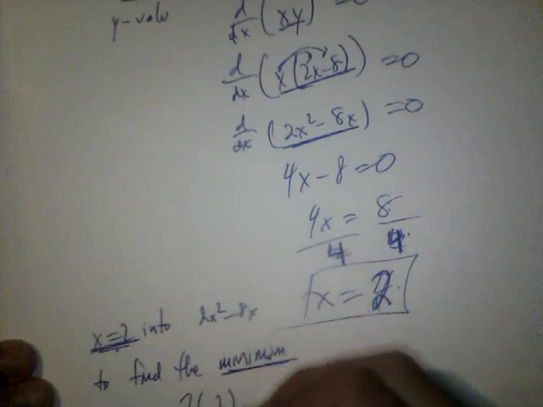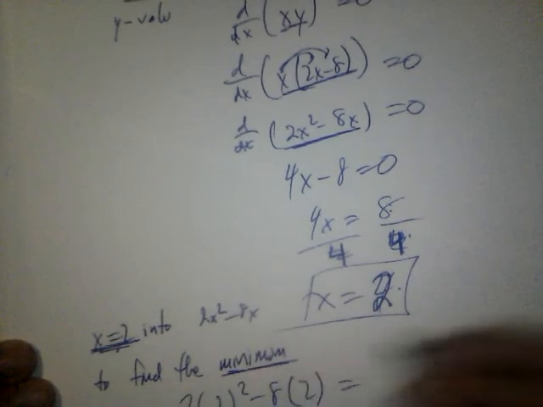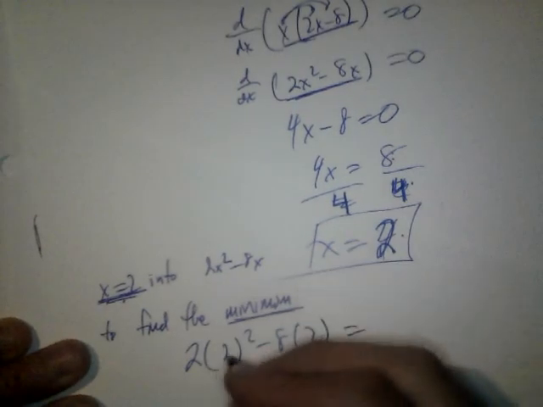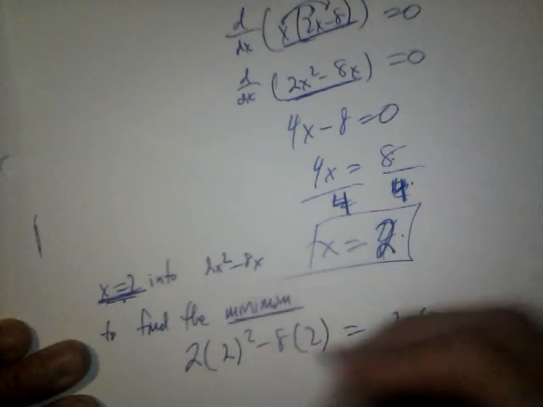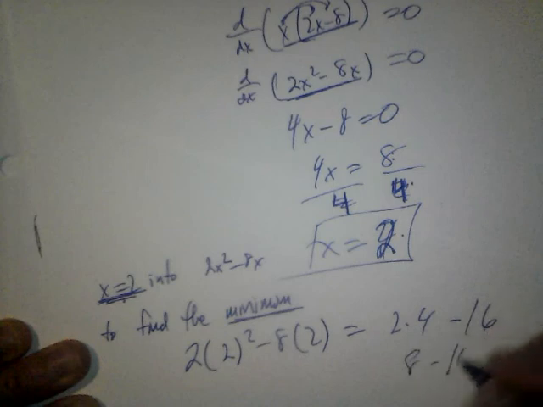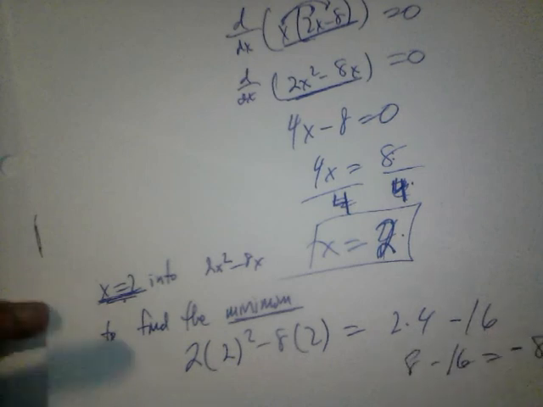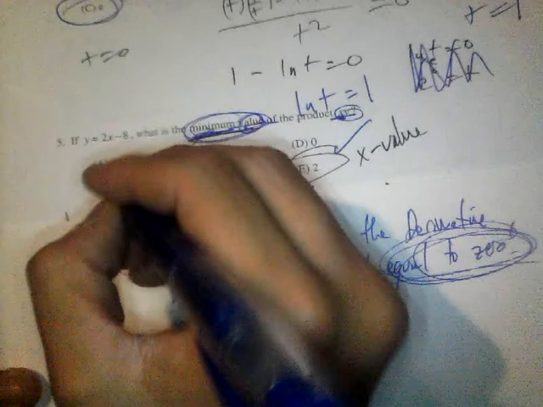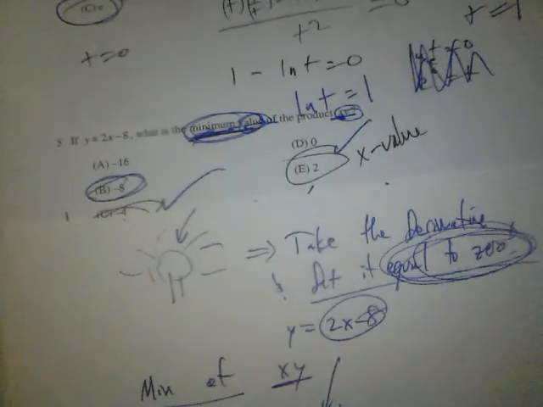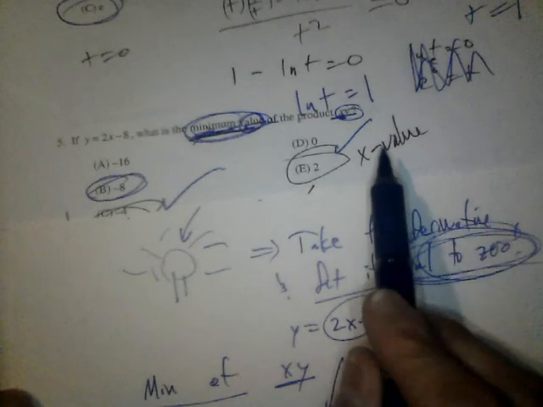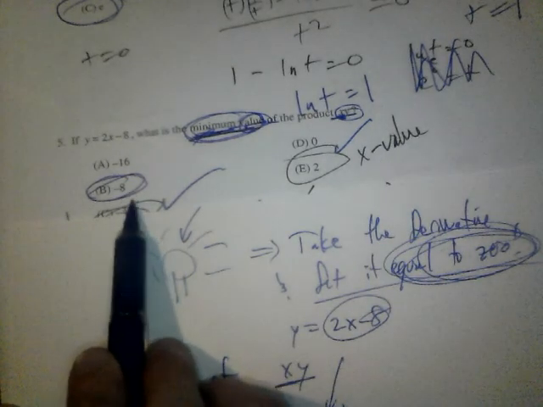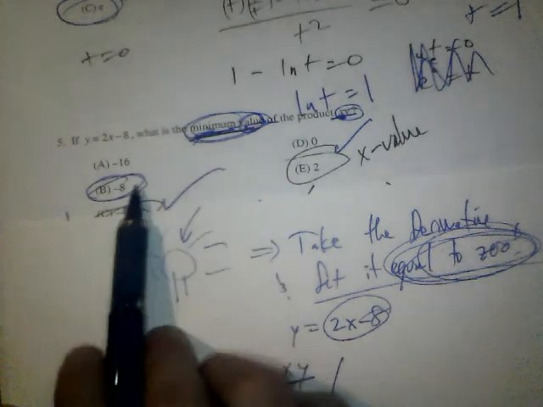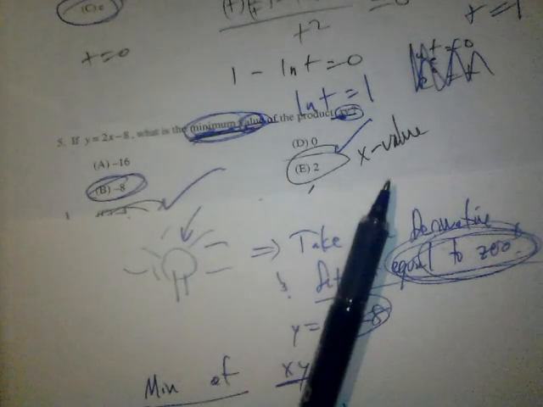So we're going to get 2 times 2 squared minus 8 times 2. And this gives us 2 times 4 minus 16. 8 minus 16, which is negative 8. And then what this basically tells us is that our real answer is going to be over here, negative 8. This is going to be the actual real height, the real minimum. This was the x value, but this is the minimum value versus the x value. So it's a little discrepancy between the two.